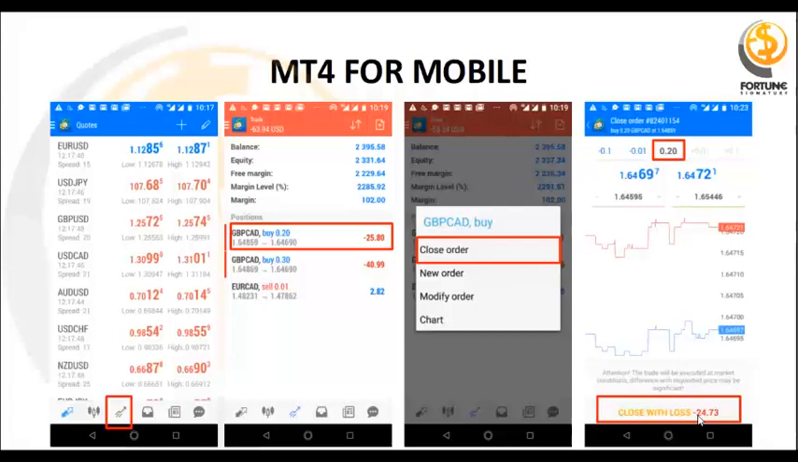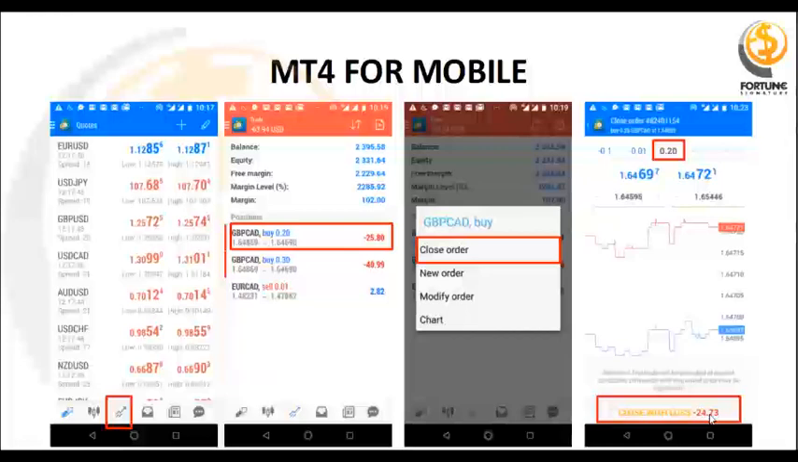Or I could take a profit. Let's say this was positive $24 and I was in 0.20. What I'll be doing is taking a partial profit. If I want to take half of this profit, I will just change this to 0.10. Automatically, this will change to close with profit of $12.